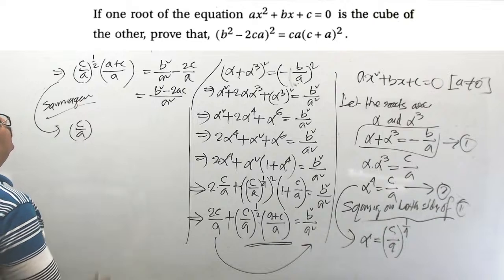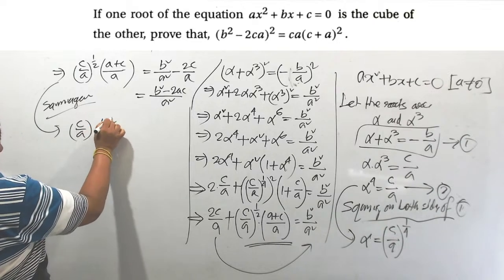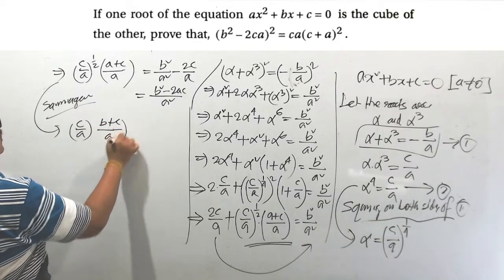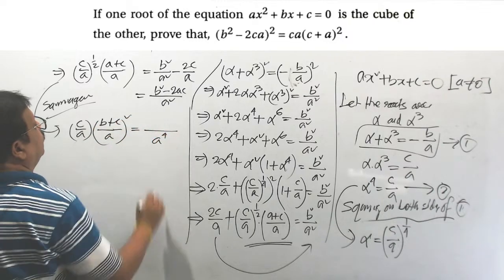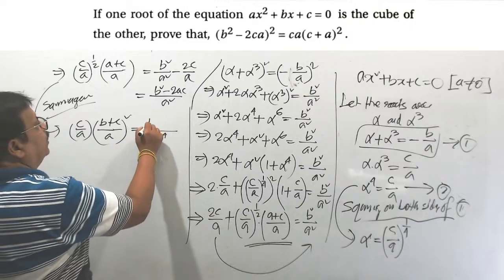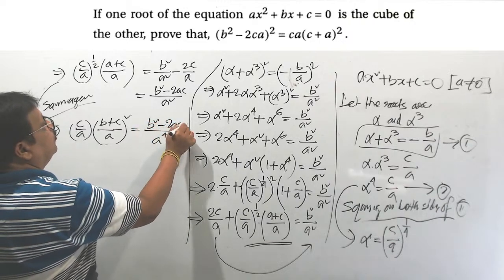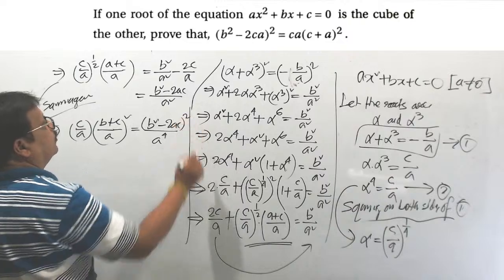Half will be removed, (b plus c by a) whole square. This equals a to the power 4, (b square minus 2ac) whole square. Understood?